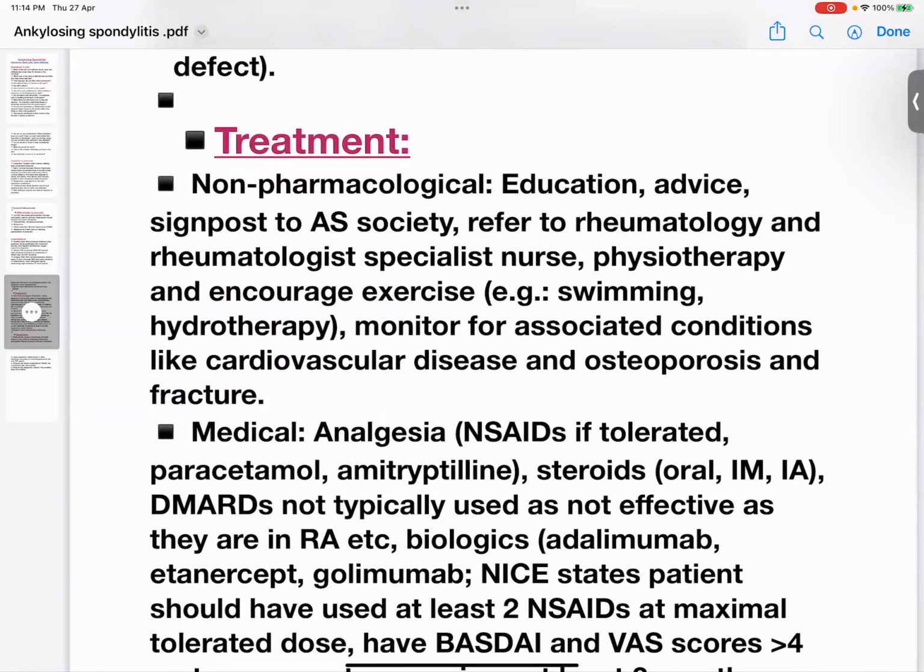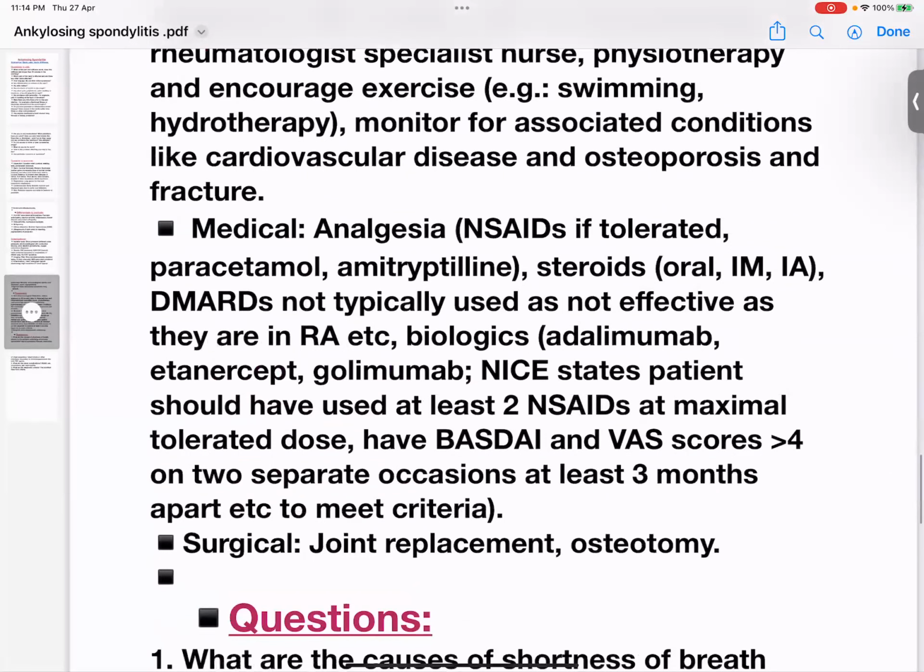Treatment: non-pharmacological as usual, and the pharmacological treatment is non-steroidal anti-inflammatory drugs, and you will give steroids and DMARDs. Then the biological treatment: adalimumab, etanercept, or golimumab. These are the biological treatments: adalimumab, etanercept, and golimumab.